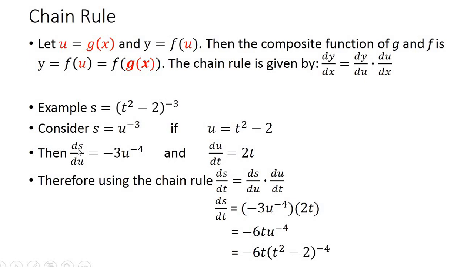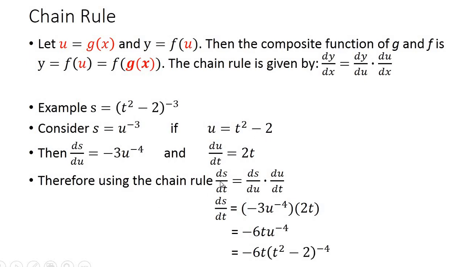Then ds, now in terms of u, ds du, the minus 3 will drop, and then minus 3 minus 1 is minus 4. And then for this one, differentiate your u, the 2 will drop, and then 2 minus 1 is 1, and then minus 2 is a constant, so it's 0.